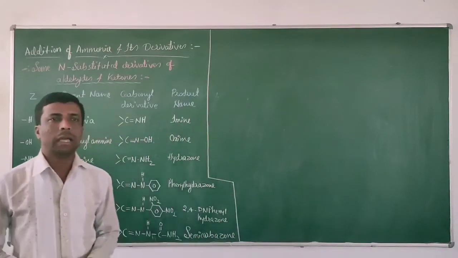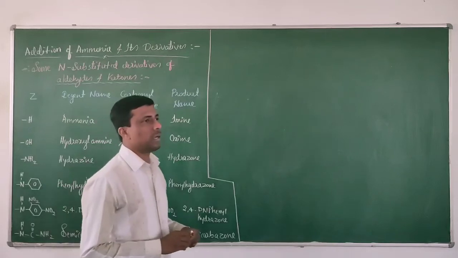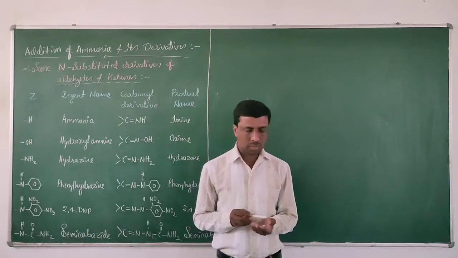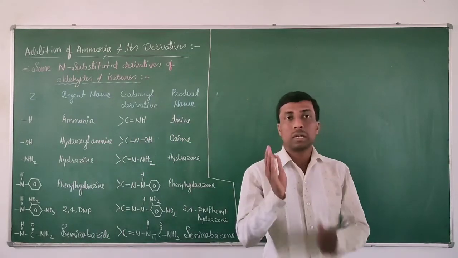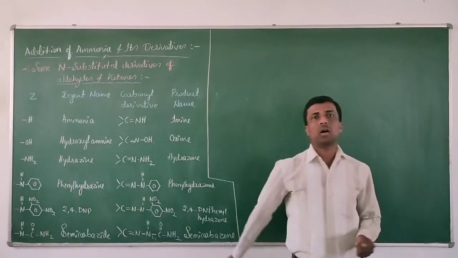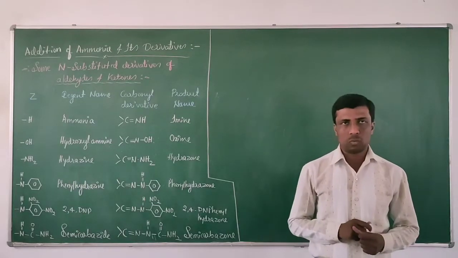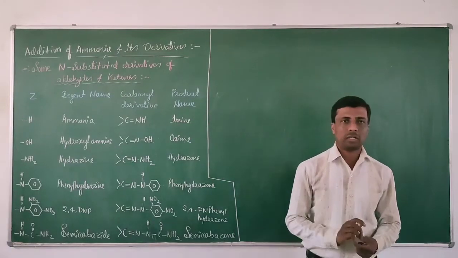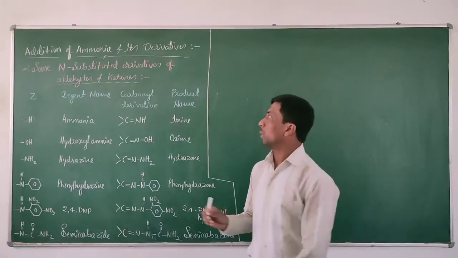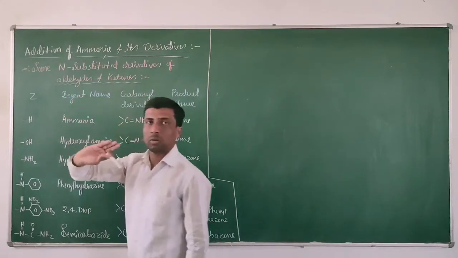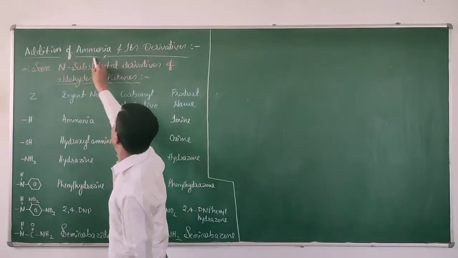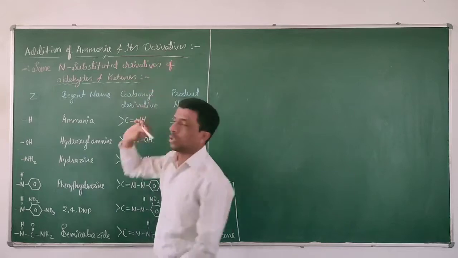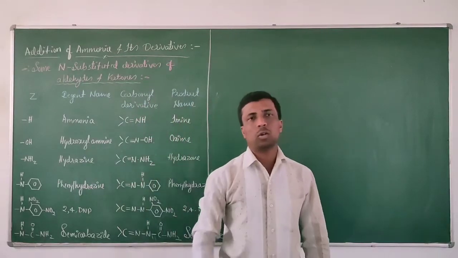For the next part of aldehydes and ketones. In the last class, we discussed the nucleophilic addition of aldehydes and ketones. Today also we are going to study the same type of reaction. Today we are going to learn about the addition of ammonia and its derivatives to the aldehydes and ketones.